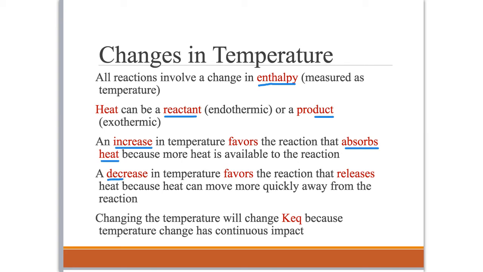Similarly, a decrease in temperature will favor the reaction that releases heat because heat can move more quickly away from the reaction. It can move into the environment more quickly, it can get out of there, and so it favors that reaction. Changing the temperature will change the number that you calculate as the equilibrium constant because this temperature change has a continuous impact. So changing the concentration does not affect your equilibrium constant. You still end up with the same ratio of concentrations, but when you change the temperature, you actually do change the ratio between the amount of product and reactant at equilibrium.